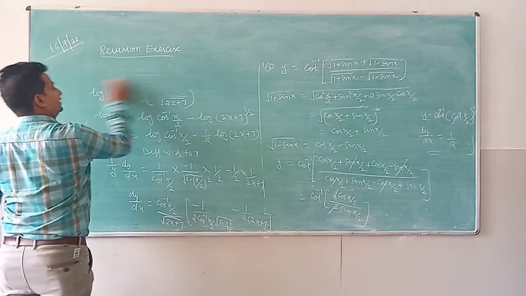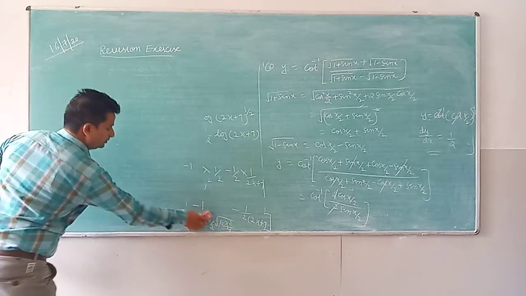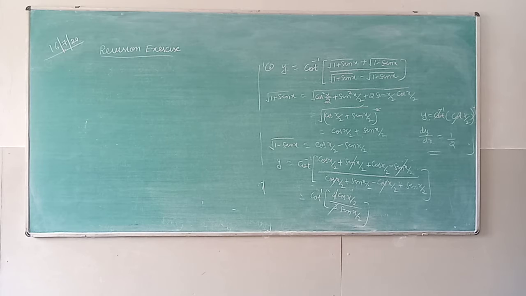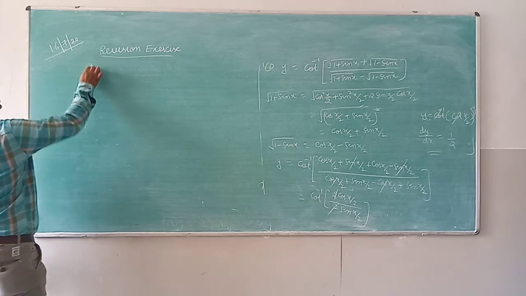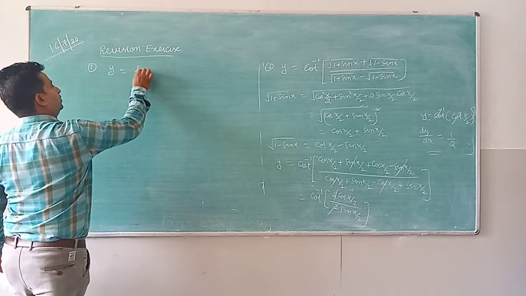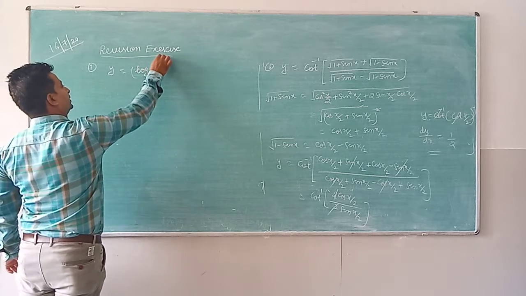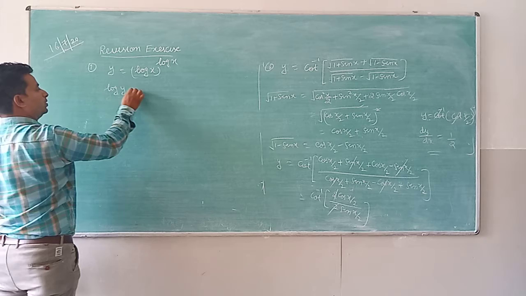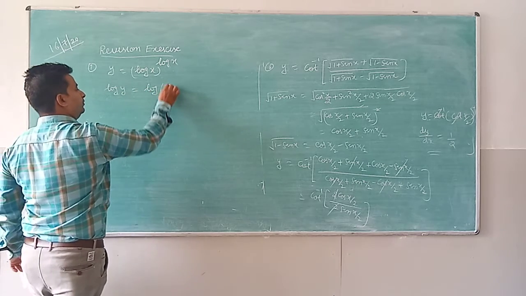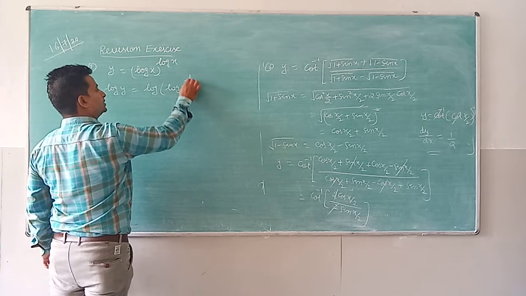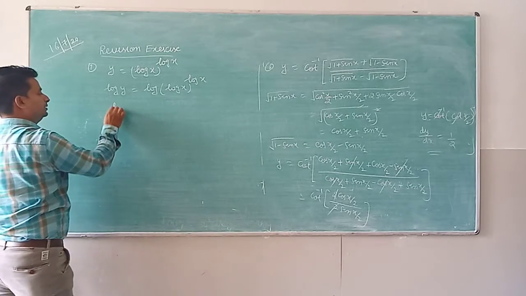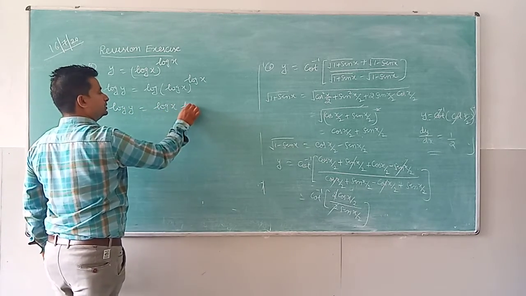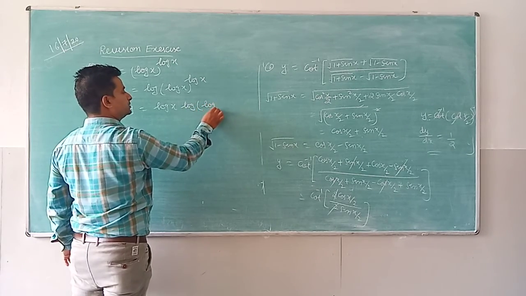In question number 7, the statement is y is equal to (log x) to the power log x. Here we first take log on both sides. When we take log on both sides, we take log x in front. So this is log y equals log x into log(log x).